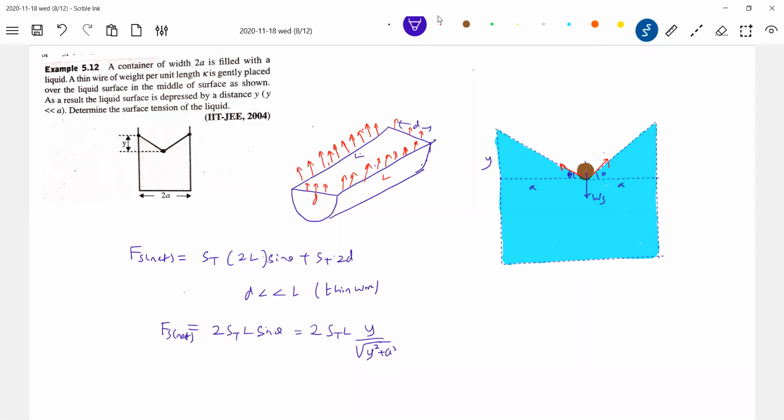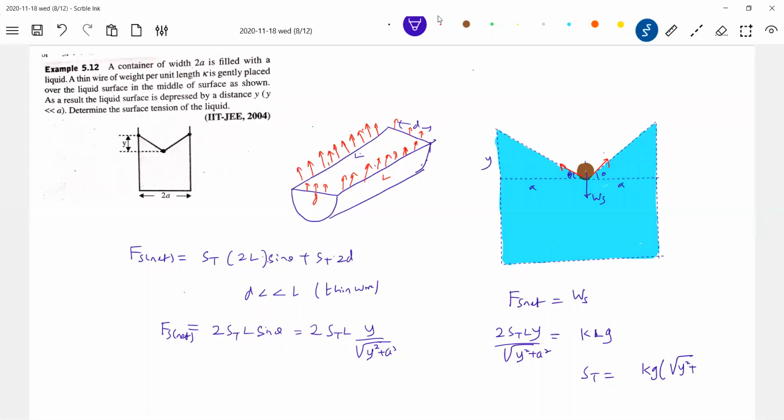Then let's come to that. Who will balance the weight? For equilibrium, the force due to surface tension should balance the weight of the wire. What shall I write? The total weight is what he has given. A thin wire's weight per unit length is K, so K into L into g. The L gets cancelled, so we'll get the expression for surface tension. That will be Kg.